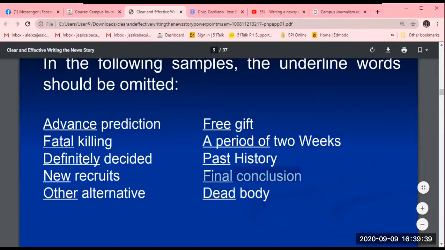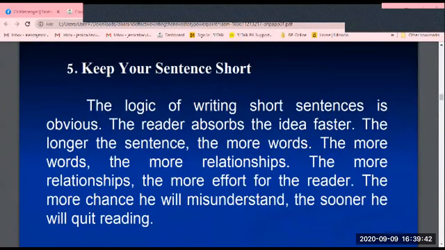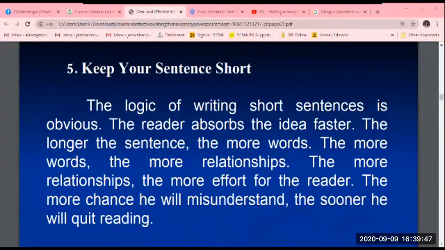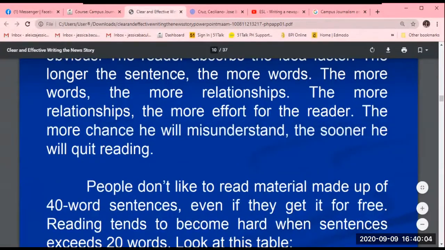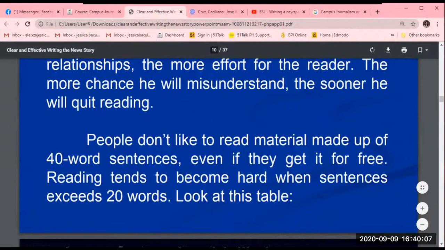And then keep your sentences short. Just like you're omitting words that are unnecessary, you have to keep your sentences short. The logic of writing short sentences is obvious. The reader absorbs the idea faster, and the longer the sentences, the more words, which means the more relationships, the more chances he will misunderstand, and the sooner he will quit reading. So people can read up to 40 words per sentence. It's suggested that you can write a sentence in less than 10 words. The easier it gets, and max is 20 words per sentence.